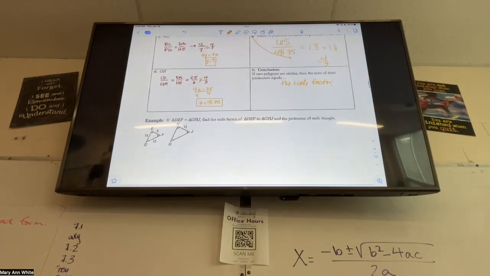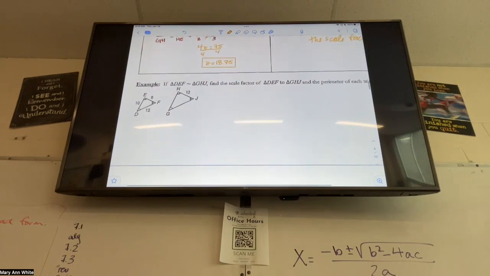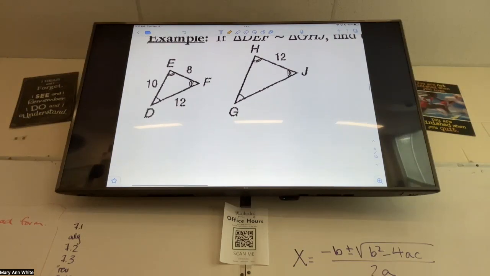Last problem. It says if triangle DEF is congruent to triangle GHJ. Okay, time out. If they're similar, what do you know? Their angles are the same and their sides are proportional. Good. So we know all of their angles are the same. We know all their sides are proportional. Can we find the scale factor? Yeah. What do you want to do to find the scale factor?